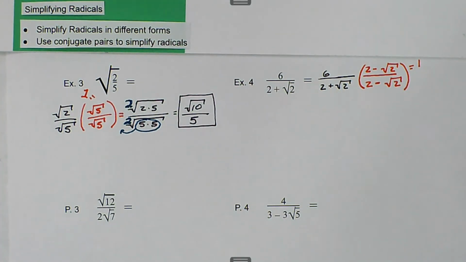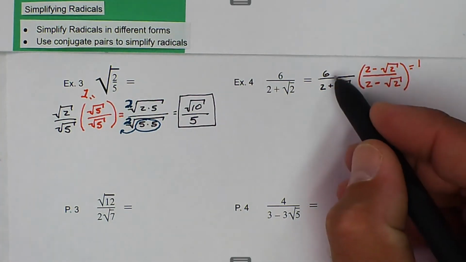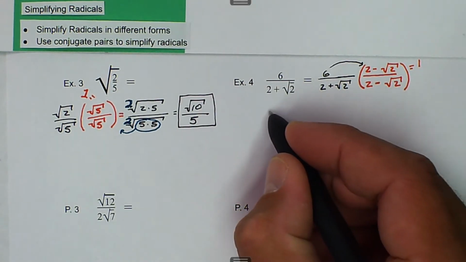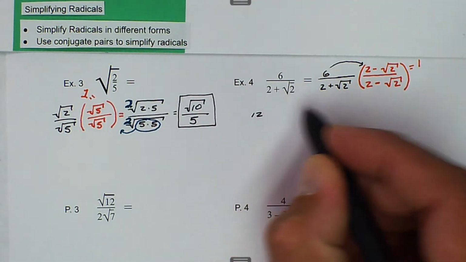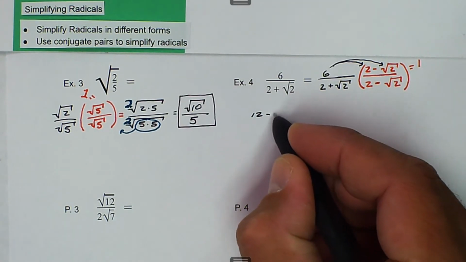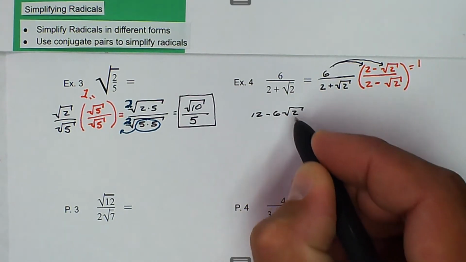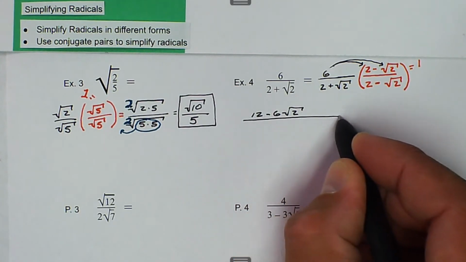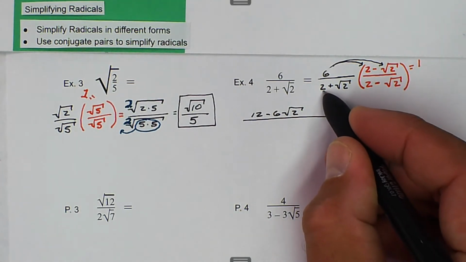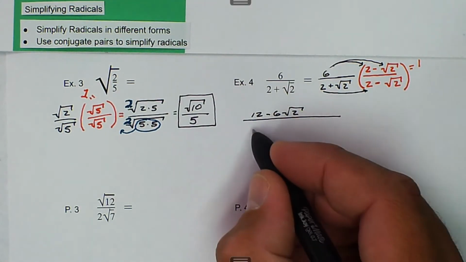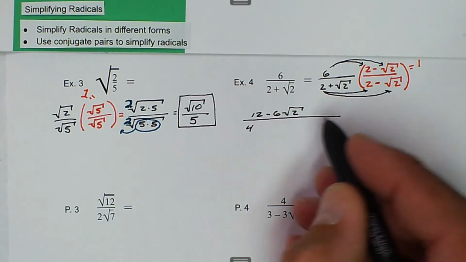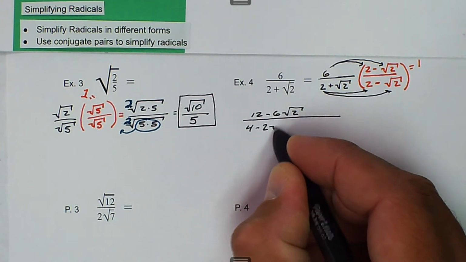So in the numerator, we take 6 and we multiply it by 2. So then we get 12. And we take 6 and we multiply it by negative square root of 2. So we get negative 6 square root of 2. And then in the denominator, we get 2 times 2, which is 4. And then we get 2 times negative square root of 2, which is negative 2 square root of 2.